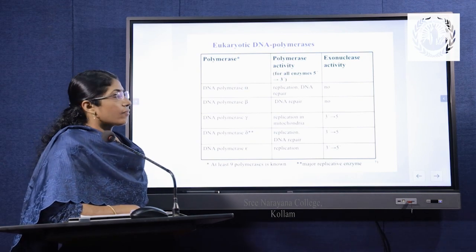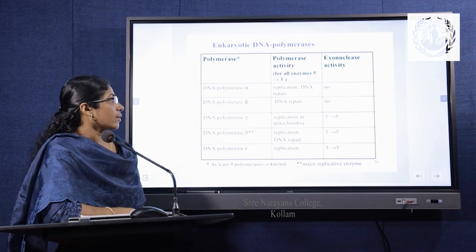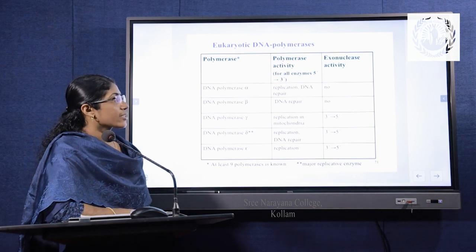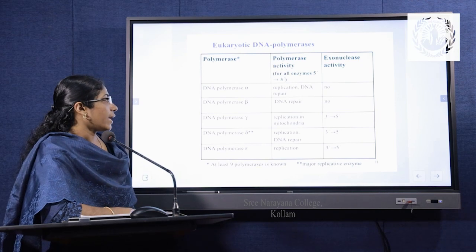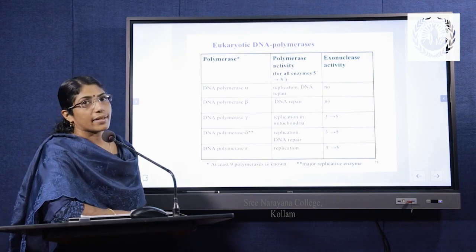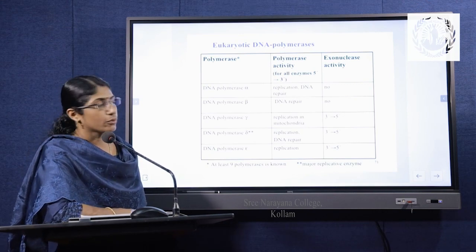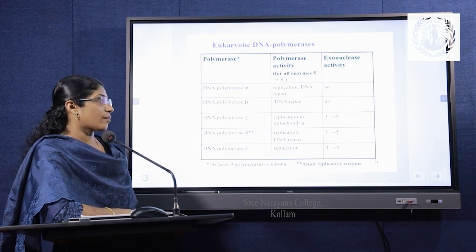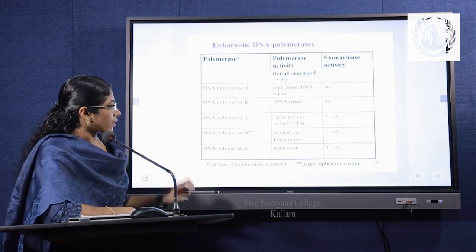DNA polymerase gamma is involved in mitochondrial DNA replication and has exonuclease activity in the 3' to 5' direction. DNA polymerase delta has replicative and DNA repair functions and exonuclease activity in the 3' to 5' direction. And DNA polymerase epsilon has only a replicating function and exonuclease activity in the 5' to 3' direction.